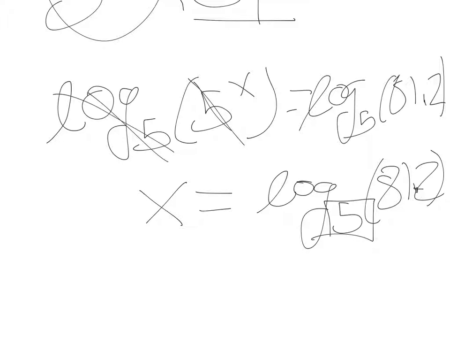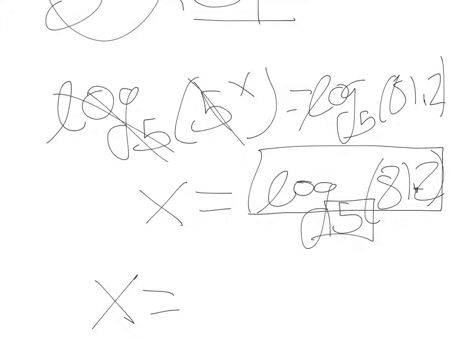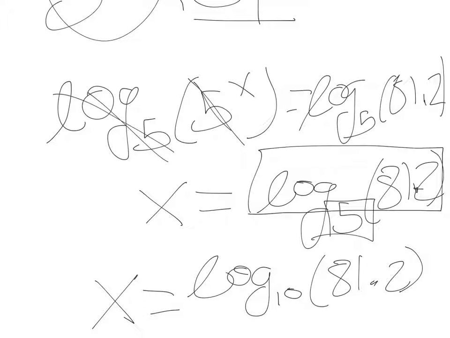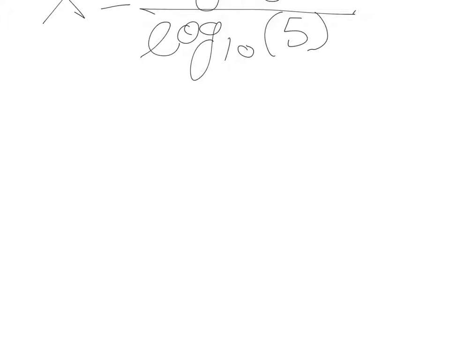So at this point, remember, your calculator can't do a logarithm unless it's base 10. So we're going to actually take advantage of our change of base equation now. To solve this thing, remember, we can always change the base. We're just going to do log base 10 of 81.2. That's going to be our numerator. And our denominator will be log base 10 of the previous base, or 5.